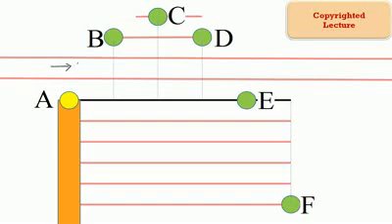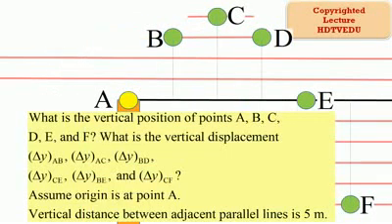Positive x is defined as to the right. Positive y is defined as vertically up. What is the vertical position of points A, B, C, D, E, F? What is the vertical position of A, B, C, D, E, and F?